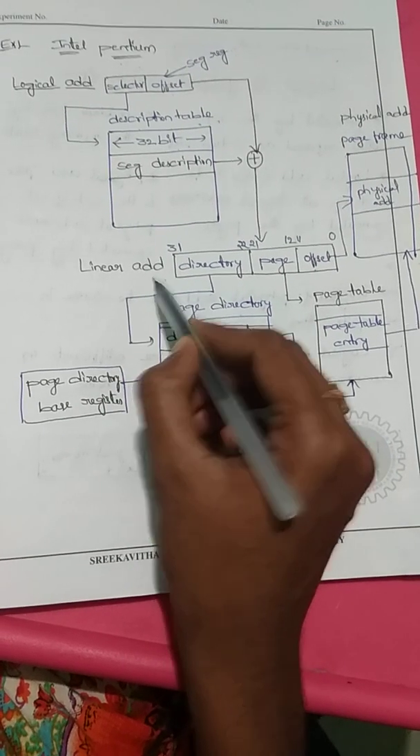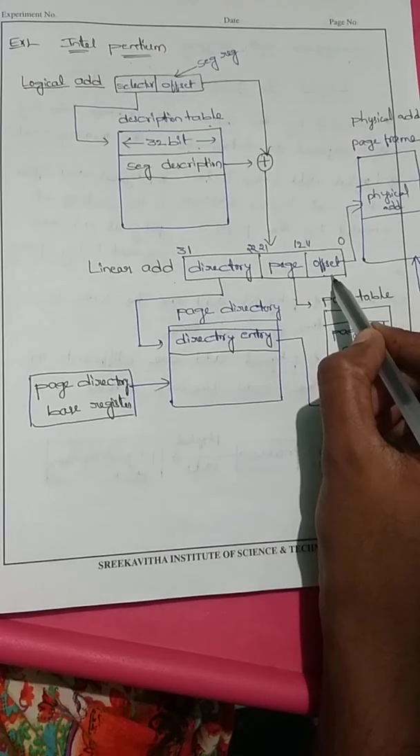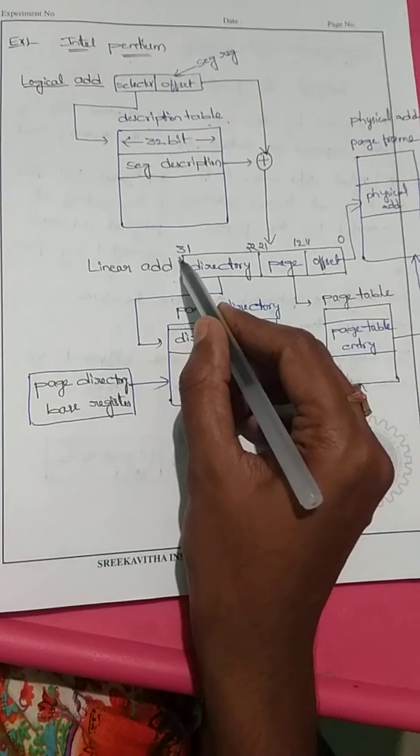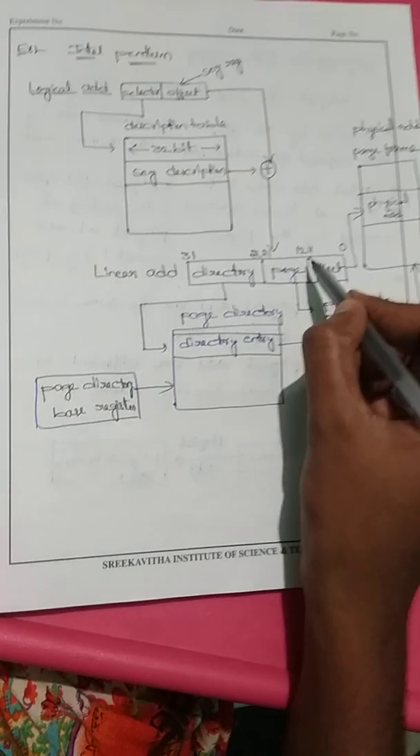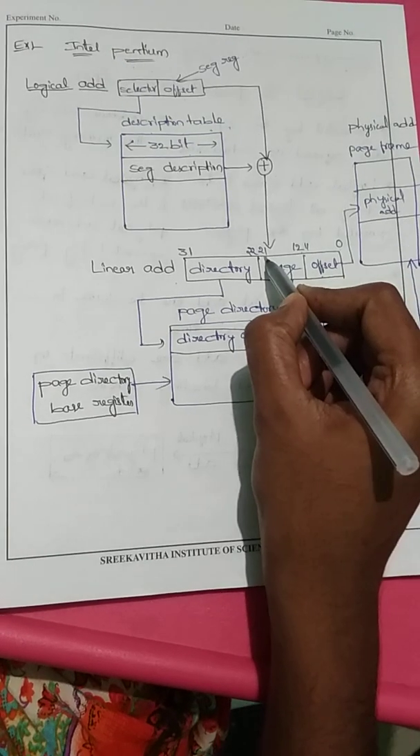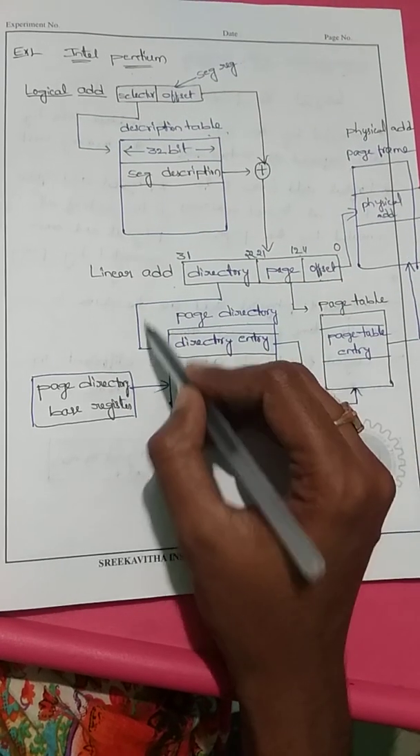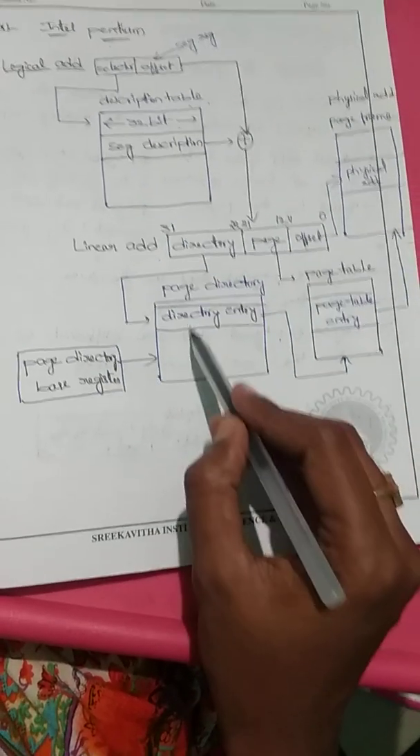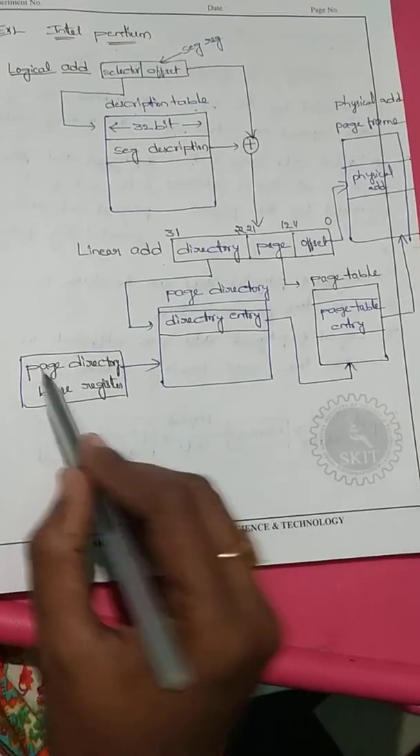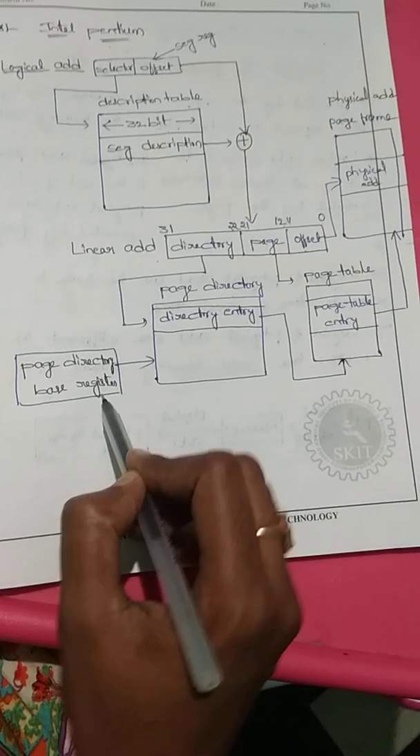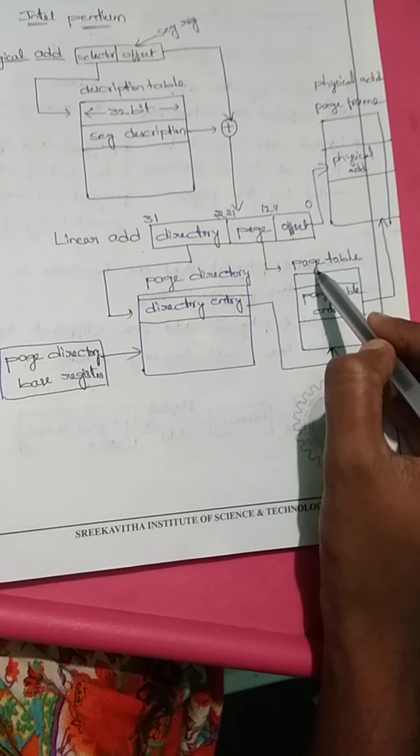So in this linear address we are having three fields: directory, page, and offset, totally of 32-bit length. Here the offset is bits 0 to 11, which means 12 bits, the next page is bits 12 to 21, and the next directory is bits 22 to 31. Again, for the directory we are having the page directory and the directory entry, which points to the page directory base register, which points to the page directory base address.